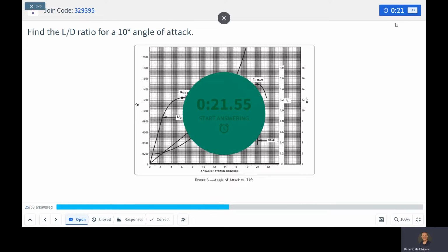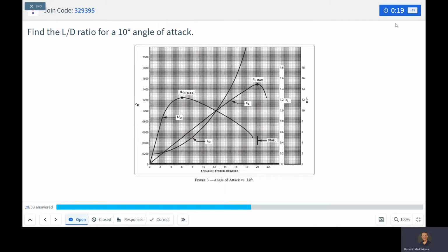We've got a very, very easy thing to do. You start at your 10-degree angle of attack, move up until you get to the lift to drag ratio curve, and then move right. Very straightforward. Make sure you're touching the proper scale, where you should be looking for it.